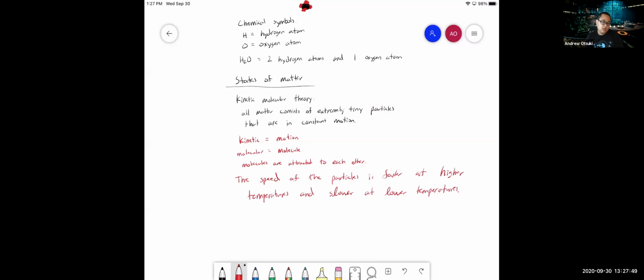So that's why when you melt water, it's really cold, but once you warm up the temperature, it goes to liquid above 0 degrees. Then once it reaches 100 under normal atmospheric conditions, it'll turn from a liquid into a gas. So the higher temperature you get to, the faster the particles will start to move.